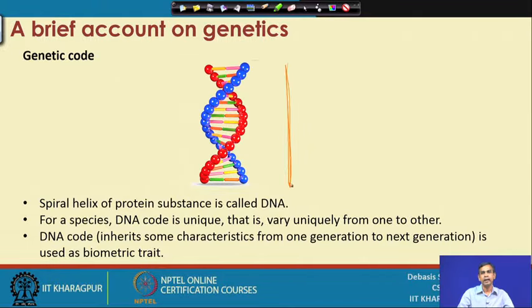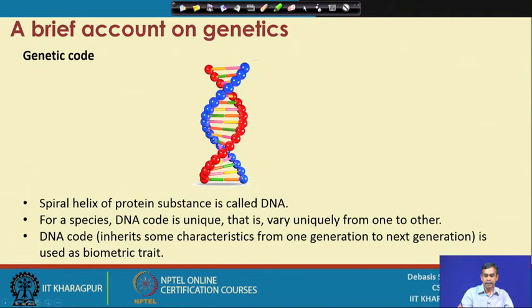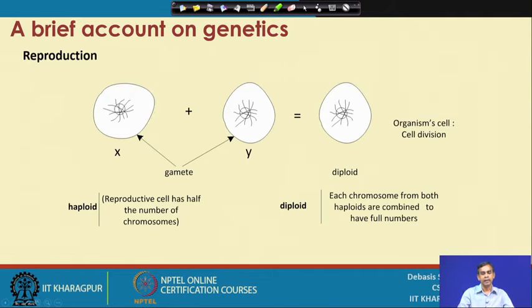And if we can represent this DNA code, then we can basically identify the person. That is why this DNA code is used as a biometric trait. That means, by this DNA we can identify a person uniquely. Now, this concept of DNA is also important in reproduction.